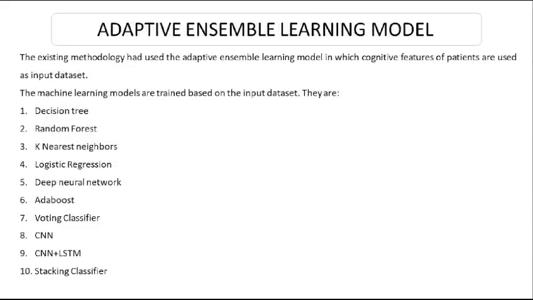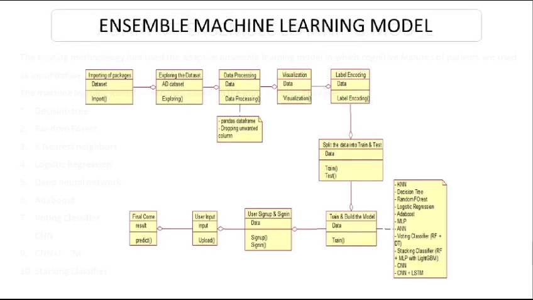Now coming to the adaptive ensemble learning model. The model which we used contains many machine learning classifiers like decision tree, random forest, k nearest neighbors, logistic regression, deep neural networks, ADA boost, voting classifier, CNN plus LSTM, and stacking classifier. We will see one by one. This is the ensemble machine learning model chart.